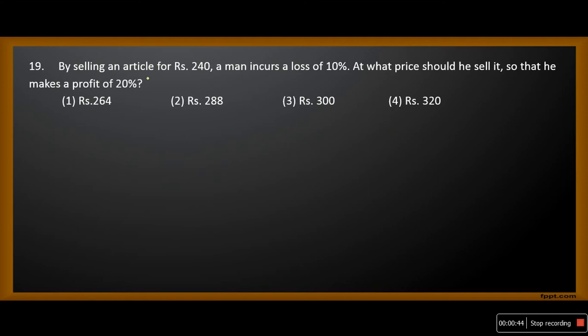Now, by selling an article for 240 rupees, a man incurs a loss of 10%. At what price should he sell it so that he makes a profit of 20%? Let the cost price be 100x. What is the loss he got? 10%, which is nothing but 10x. So selling price is cost price minus loss, that equals 90x. According to the question, 90x is equal to 240.